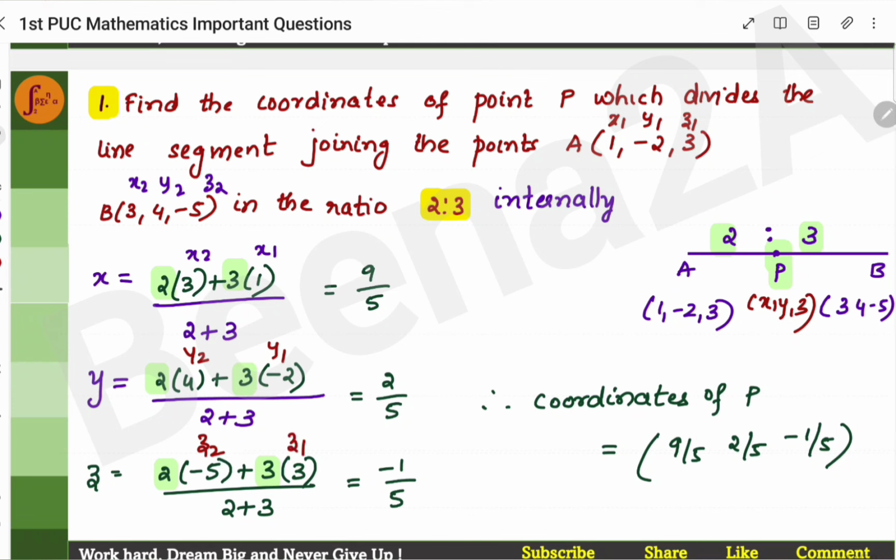So X2 is 3 and X1 is 1. Here Y2 is 4 and Y1 is minus 2. Here Z2 is minus 5 and Z1 is 3. So this way you can use this ratio and these coordinates and you will get X, Y, Z. So these are the coordinates for this particular point P.